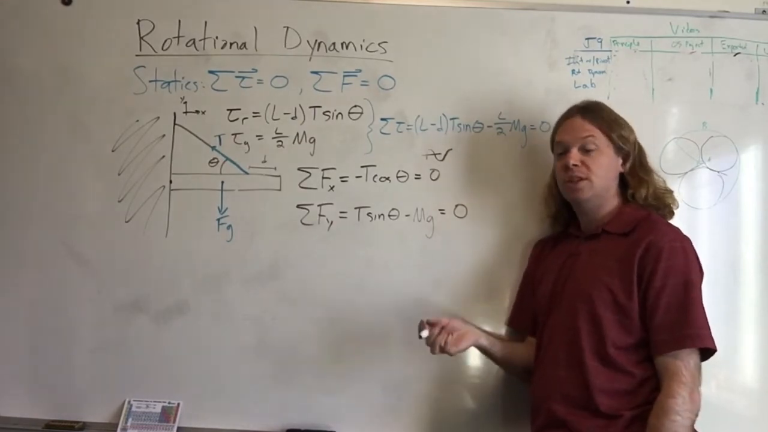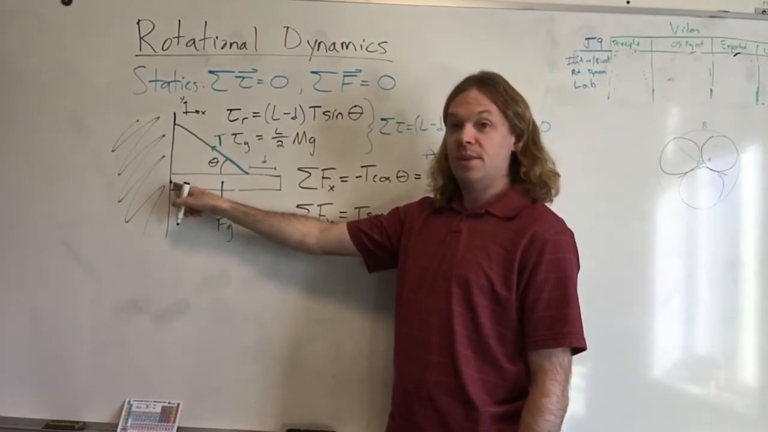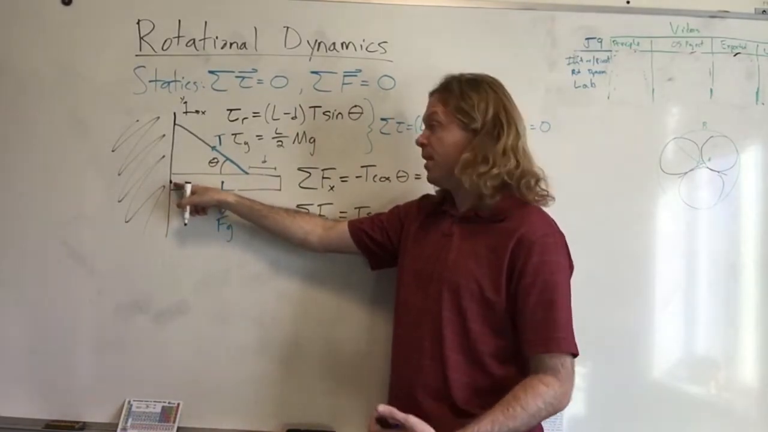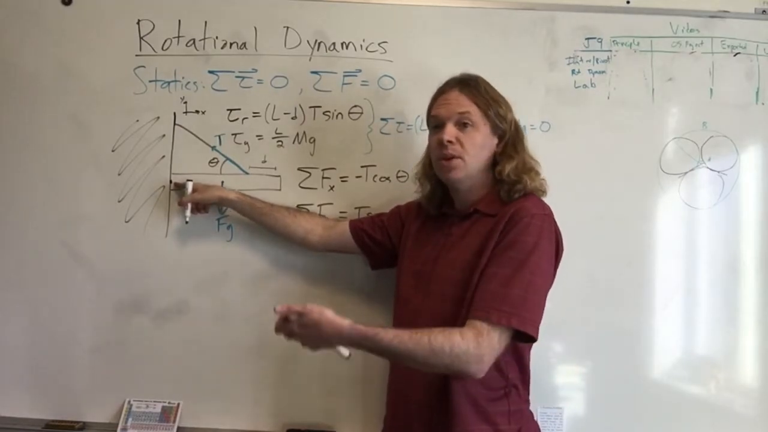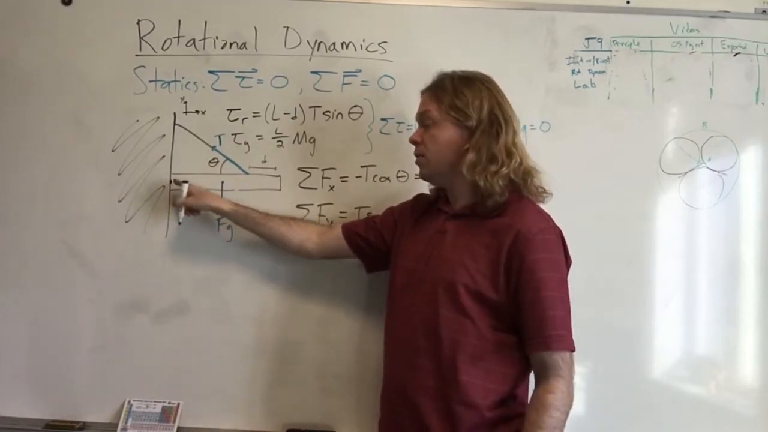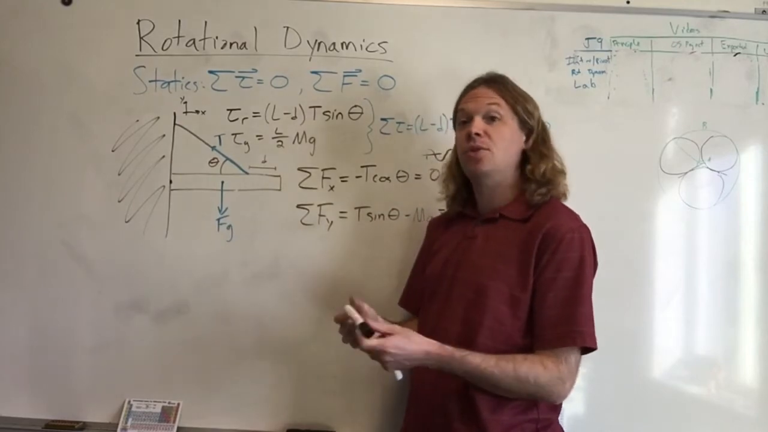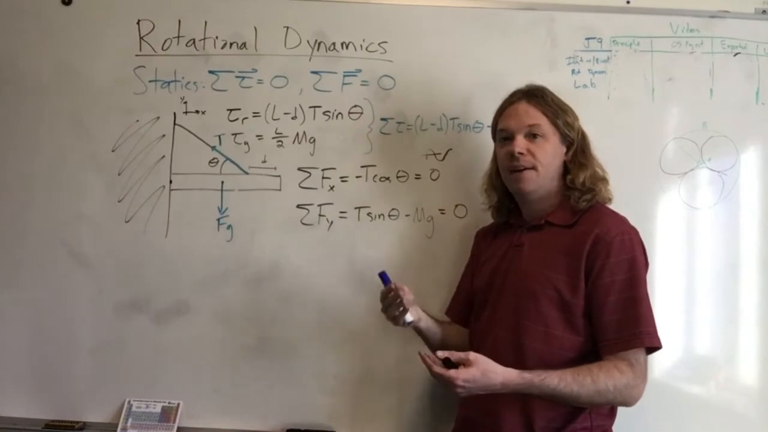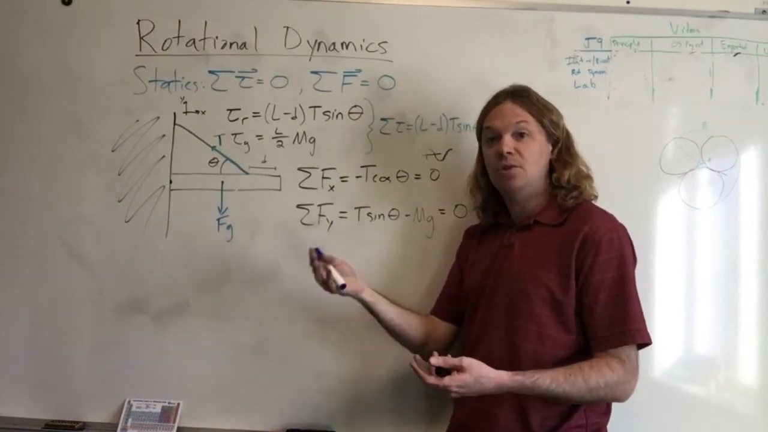We said originally that this beam is fixed to the wall. Well, the wall is doing something to the beam. In fact, the wall is holding the beam to the wall. So there's a force on this pivot point. Now I don't know anything about that force, so I'm just going to call it F, and call its components Fx and Fy in two different directions.